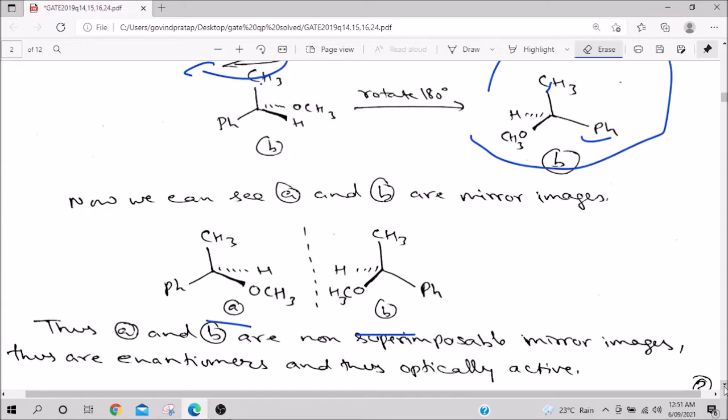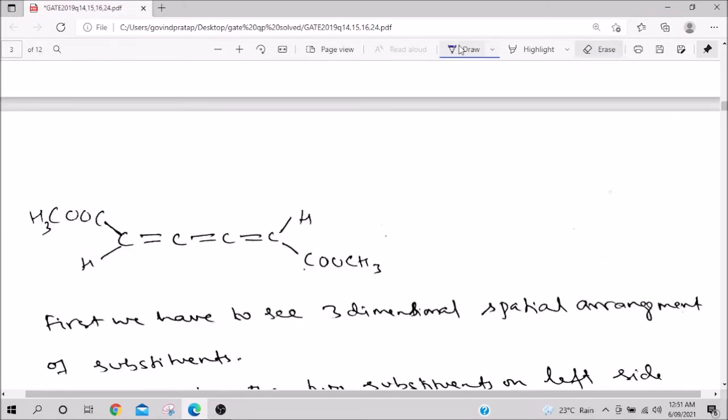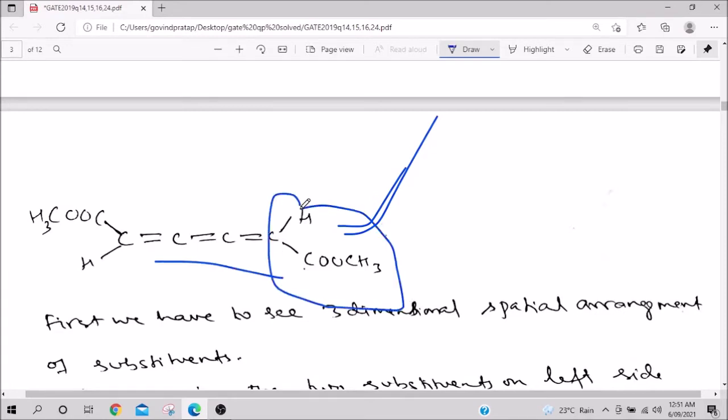Moving on to the next question, next choice. This is the system which they gave. So this was not even an allene. Allene has two double bonds next to each other. Now it had three double bonds. So we have to find out how these two substituents are. Are they perpendicular to each other or are they in the same plane?